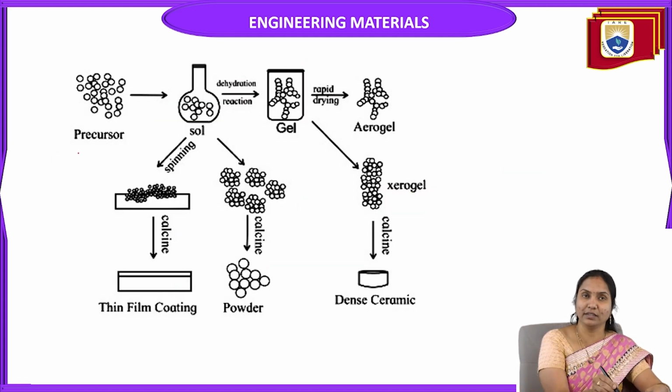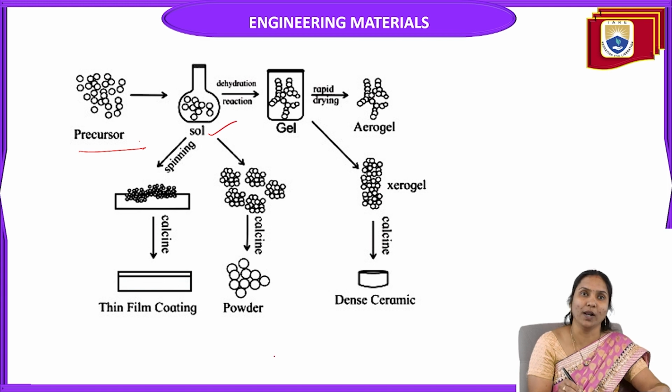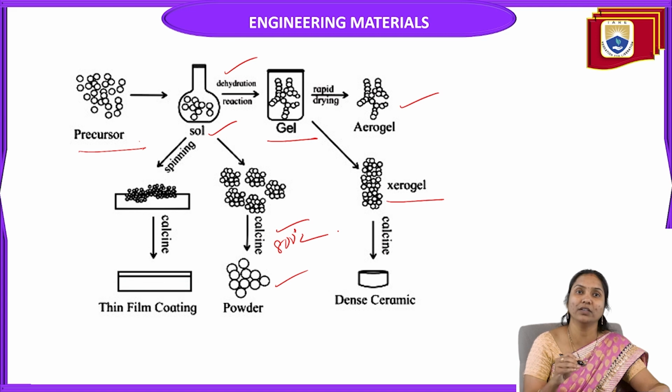So here also the same precursor is the starting material. We are taking this precursor, alcohol and water. Then it forms sol. Then it converts to gel by dehydration via polycondensation reaction. This gel is rapidly heated and forms aerogel, heating at critical temperature forms xerogel, and calcination then forms nanoparticle powder at 800 degrees centigrade. In this way, we can prepare nanoparticles using the sol-gel process.